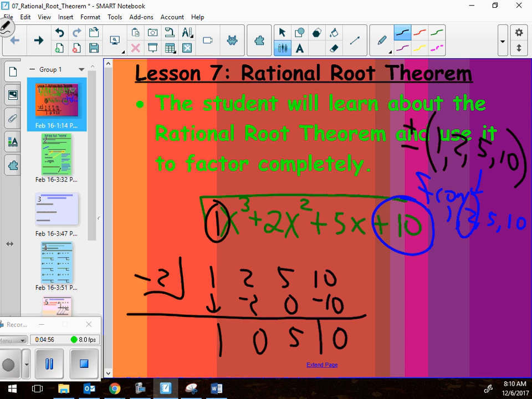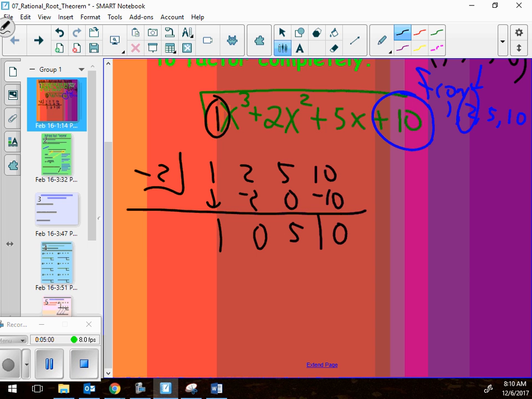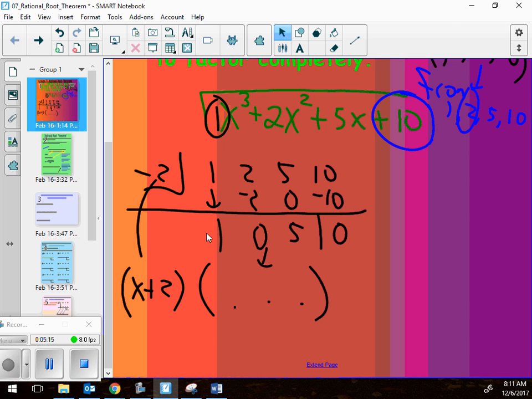I want you two to together figure out what the factors are then. What does this mean for a factor? And what does this mean for a factor? That's just synthetic. We did it the other day. This one was x plus 2, and then what goes here? Pause for a second while you guys try that.